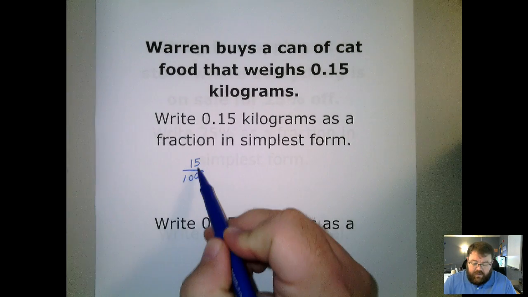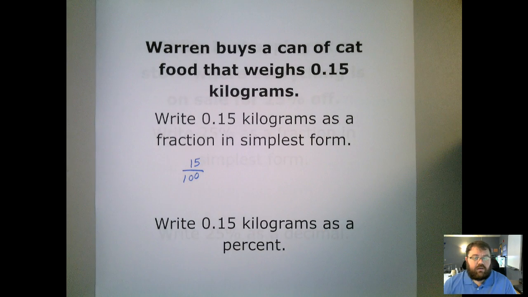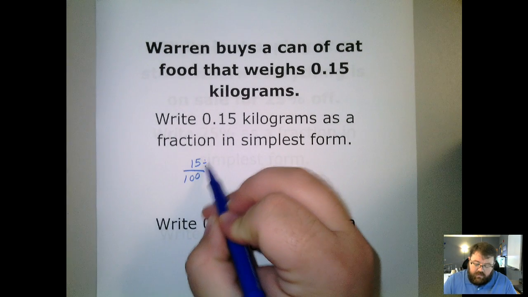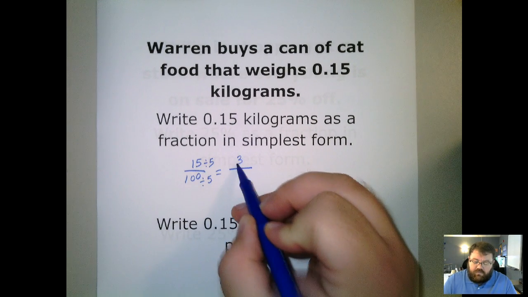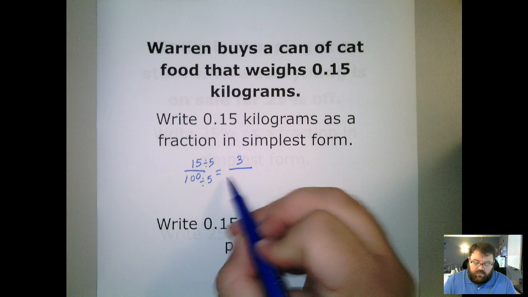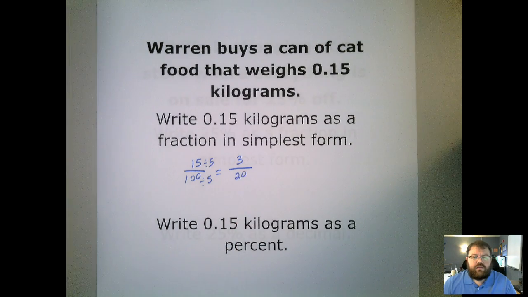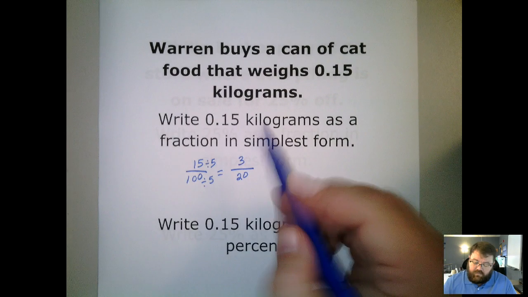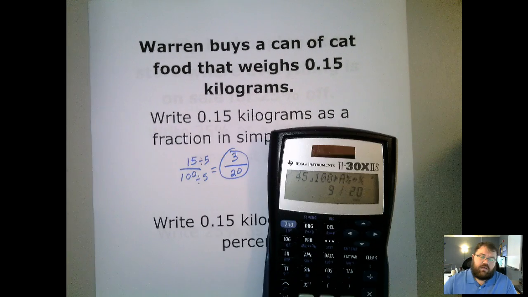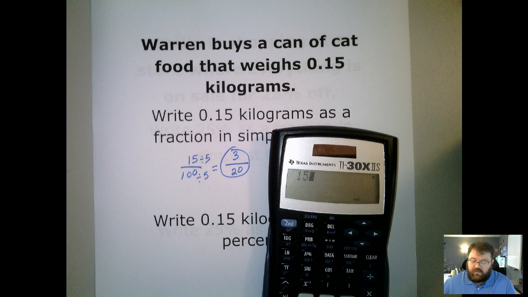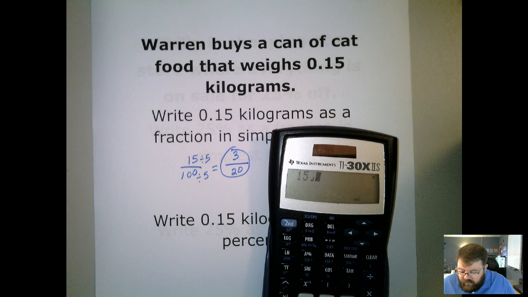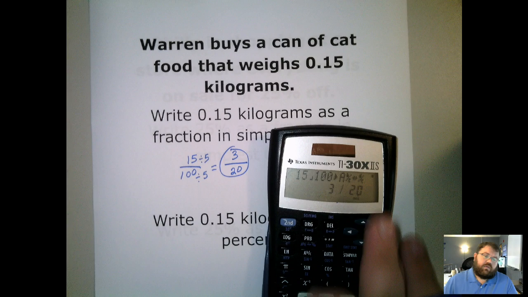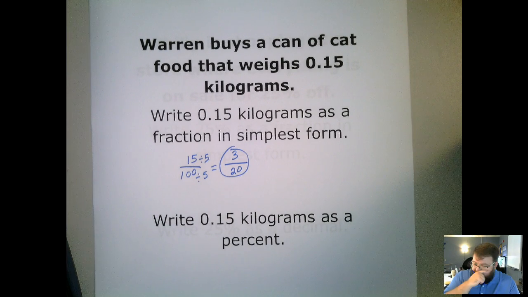Now, I see this as a 5, that's a 0. I know that 5 can go into both of these. So I divide both by 5. 15 divided by 5 is 3. 100 divided by 5 is 20. So I have 3 over 20 as my simplest form. If you have a calculator, you could have said 15, ABC, 100, second ABC, hit enter, and get 3 over 20. Hopefully you didn't do it. You could.